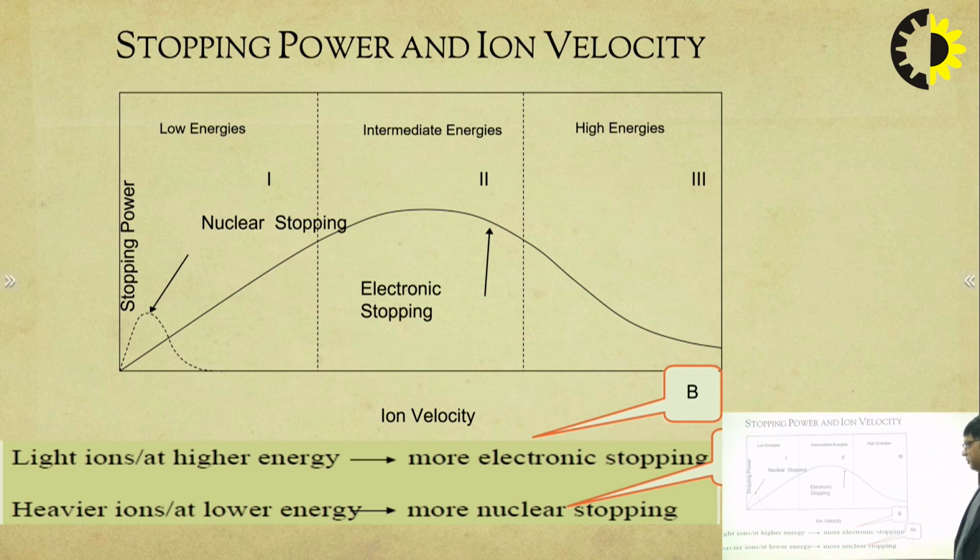Also, if the ions are lighter, then it is more electronic stopping, and if they are heavy ions, then it is more nuclear stopping. Like boron is a lighter ion, so the electronic stopping mechanism plays a more important role here, and arsenic is a heavier ion. In this case, nuclear stopping plays an important role.